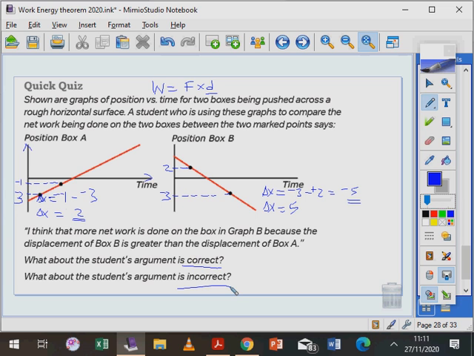By how many units is box B displaced? 5. By how many units is box A displaced? 2. Right? It looks like box A pushes for a longer time. This one? Does it go longer, or am I missing something? It's only between those 2 points. It's only between the 2 black points.